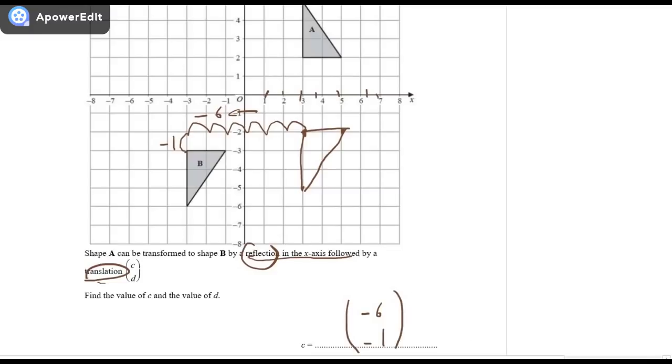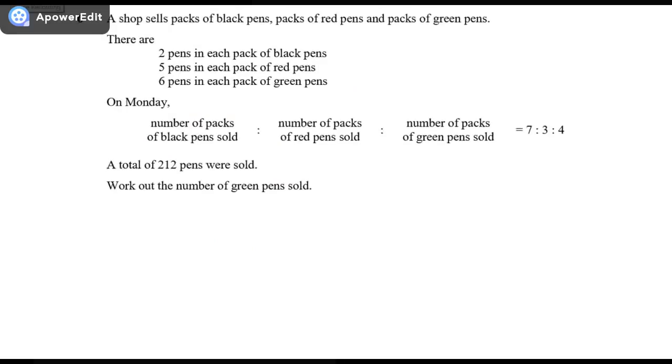So next question. Okay, question number 6. This is a ratio question. So I can see here straight away this is a ratio question. So I'm gonna read the question. 2 pens in each pack of black pens. So this is important. This is about the black pens. This is red pen and this is green pen. So here we got the ratio as well.